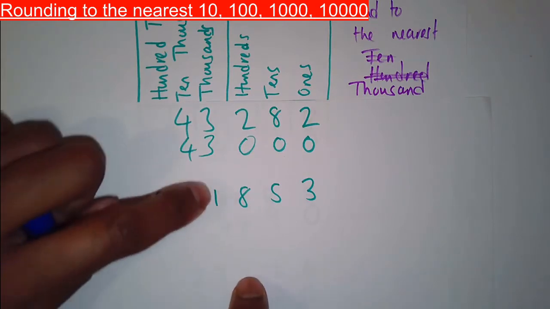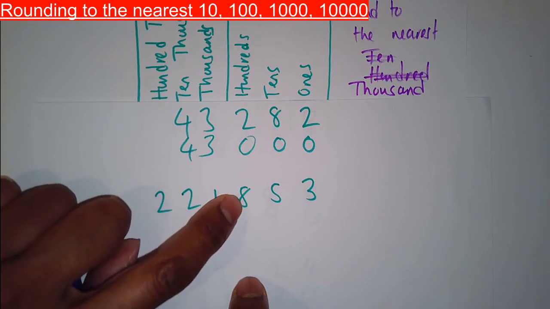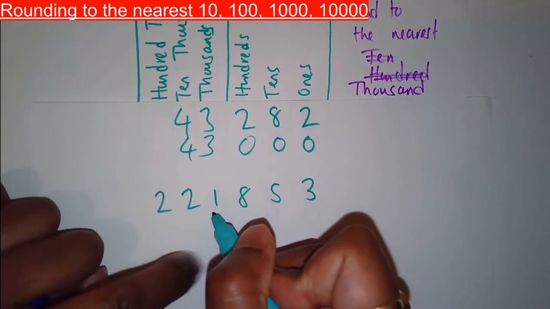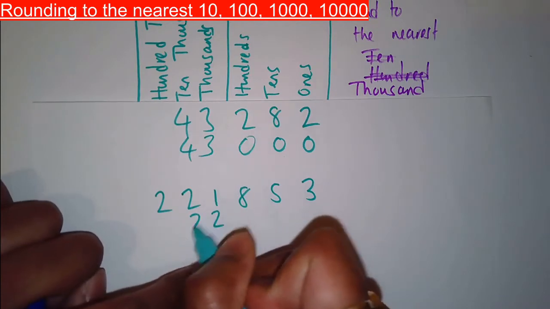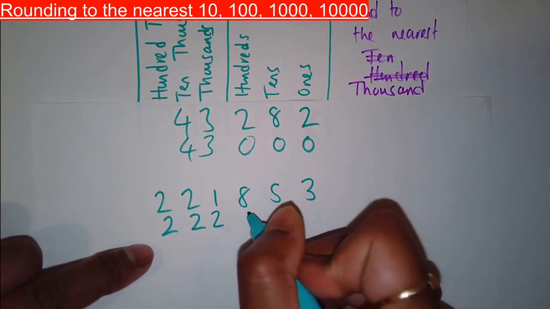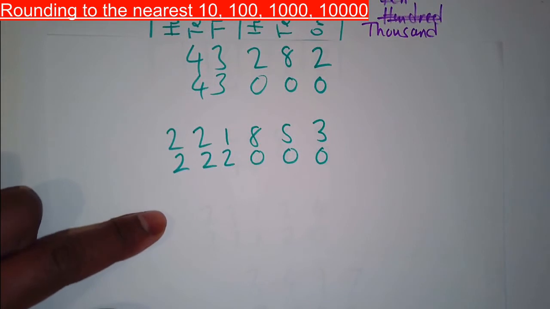To the nearest 1000, here's the thousands column. So we look at the hundreds column. Ask yourself the question, is it 5 or more? Yes, it is. So the 1 becomes a 2 and everything else stays the same. Don't forget the zeros. Right, last one.